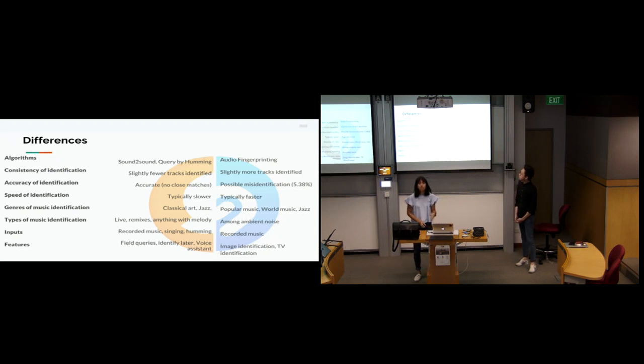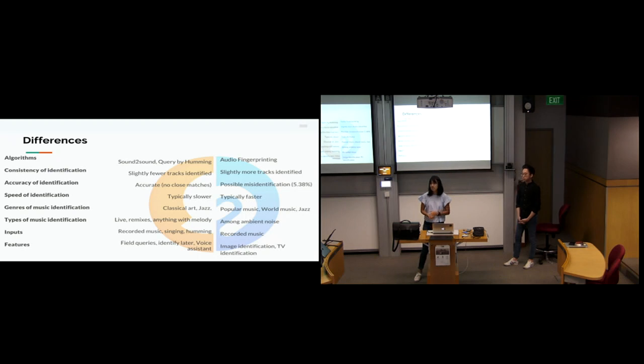Another thing we found, based on a paper and also other sites, is that the algorithms were different. The major difference between SoundHound and Shazam is that SoundHound has humming. It identifies voices and singing. It uses a slightly different algorithm, sound to sound, and it has query by humming, whereas Shazam uses audio fingerprinting, as Daron explained just now.